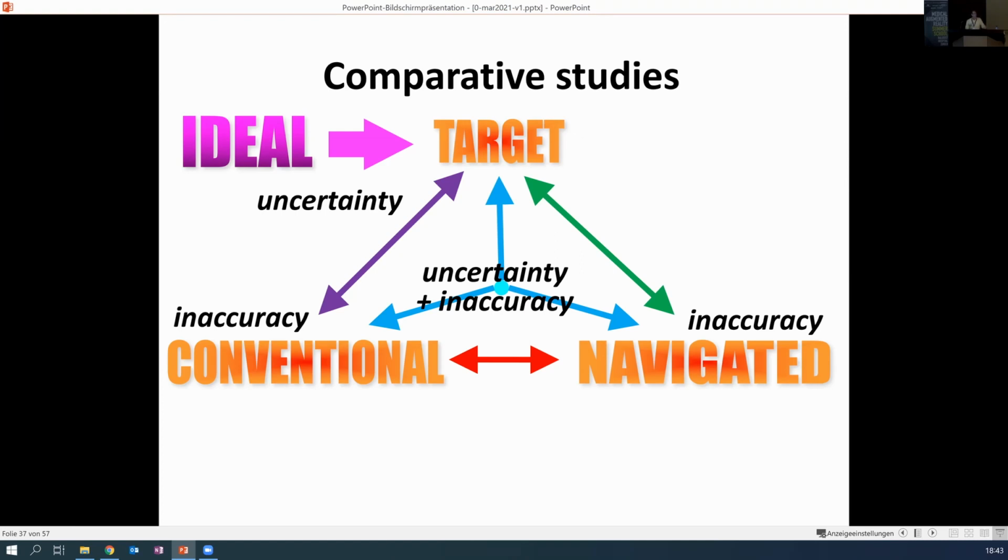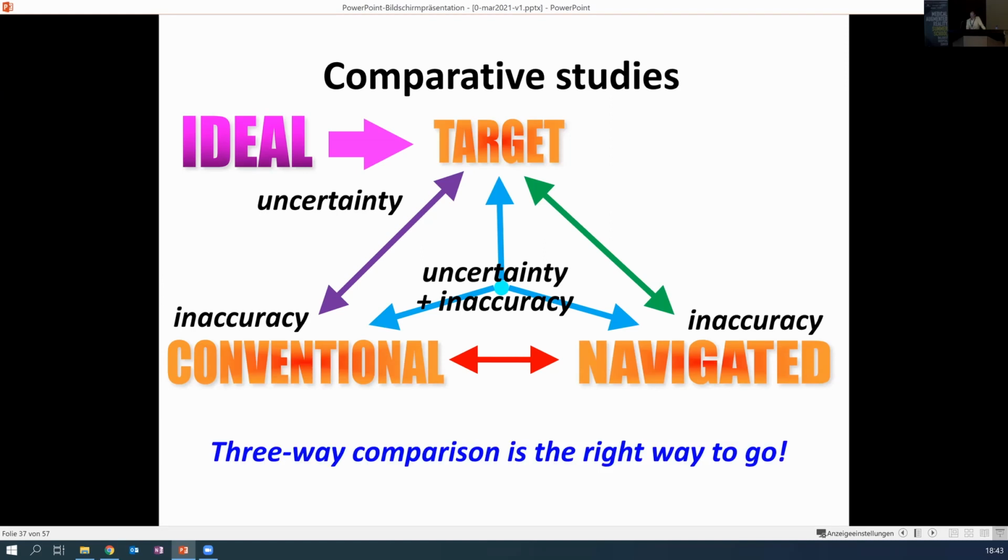You see many papers that say, oh, robotics navigation is useless. Why do they say that? Because they define the target in a specific way. Or others say it's great. It depends on how the target was defined, not on the inaccuracy of the system. Okay, so this is what I call the three-way comparison.